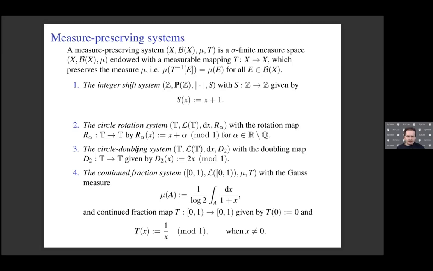So for instance, the circle rotation system, which is important in the equidistribution theory, is the torus with the Lebesgue sigma algebra, Lebesgue measure, and the rotational map, which is defined as x plus alpha modulo one, where alpha is an irrational number. Another important example in ergodic theory is the circle doubling system. So this is, in other words, the multiplication by two on the torus, which is also equipped with the Lebesgue measure. And finally, an important system in number theory, this is the continued fraction system.